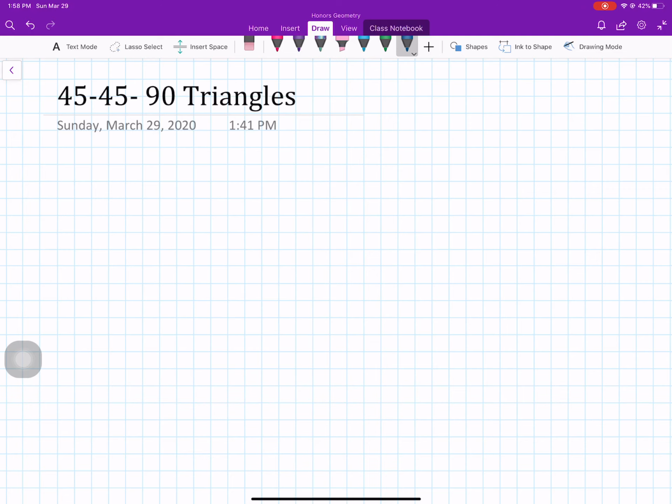The first special triangle we are going to discuss is 45, 45, 90 triangles. There are two types of special triangles, and 45, 45, 90 triangles, I think maybe the more simple of the two. It is a triangle whose angles measure 45, 45, and 90, hence the name 45, 45, 90 triangles. It is isosceles. Since two angles are the same, two sides are the same. It's an isosceles right triangle.